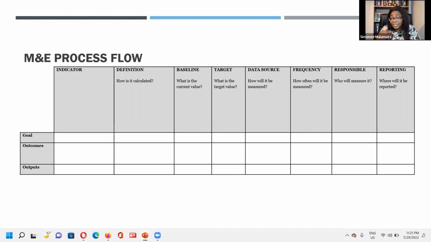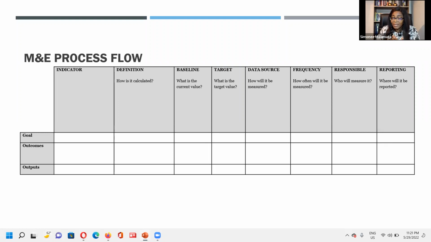Against the population of the constituency. That was our baseline. We worked it out like that. And then what is the target value? Your target could be a target or a value if it's figures. Then the data source: how will it be measured? What are you going to use?